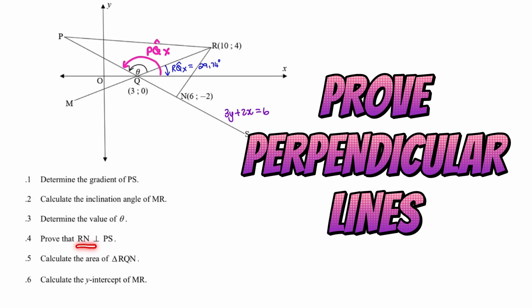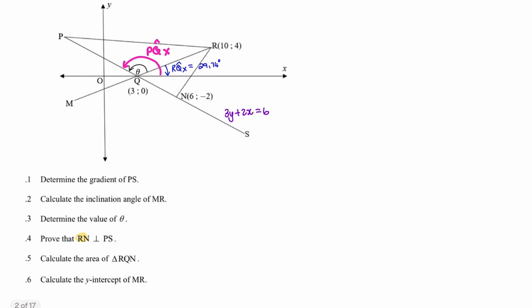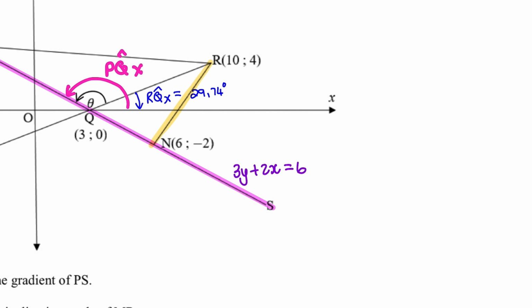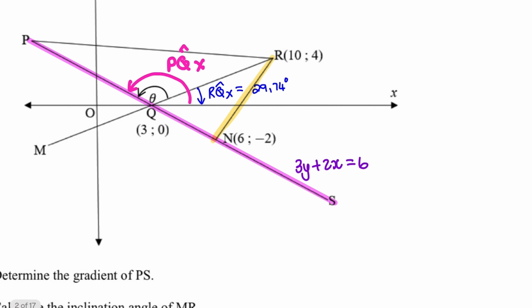Prove that Rn is perpendicular to PS. So I'm going to highlight Rn. So we have R to N, and we want to prove it's perpendicular to PS. In an examination, I recommend that you use a highlighter, and that will help you solve the question.